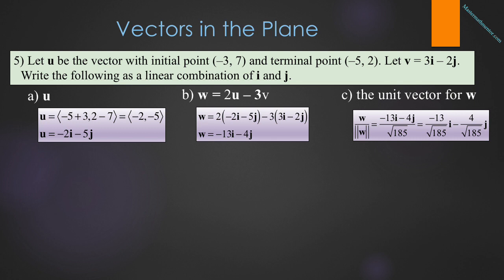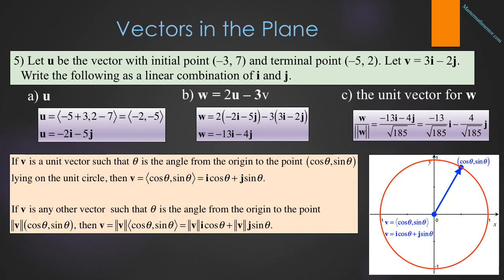C asks for the unit vector for w, and that is defined as w over the magnitude of w, which is negative 13i minus 4j over the square root of negative 13 squared plus negative 4 squared, which is the square root of 185. So writing this as a linear combination, we have negative 13 over the square root of 185 i minus 4 over the square root of 185 j.